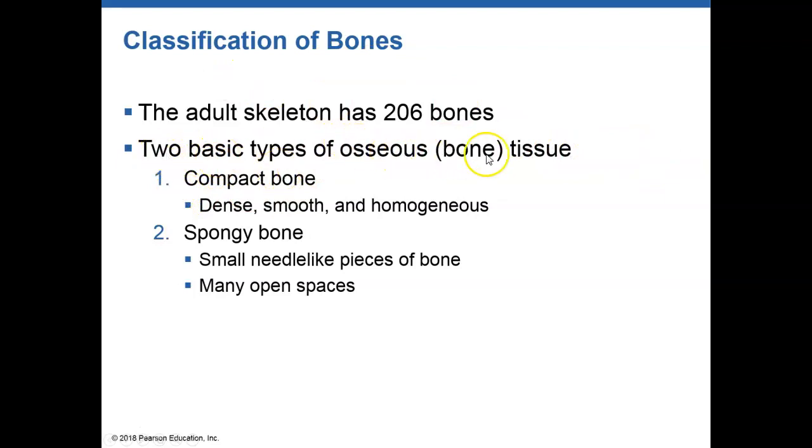There are two types of bone tissue that make up all these bones, compact bone and then spongy bone. Compact bone is dense, and spongy bone is more open. It looks almost like a bunch of little spicules, so needle-looking structures that make up that bone. And there's a lot of open spaces in spongy bone.